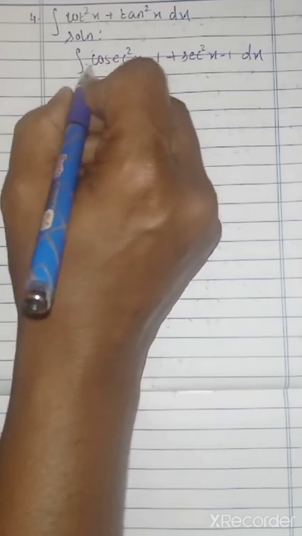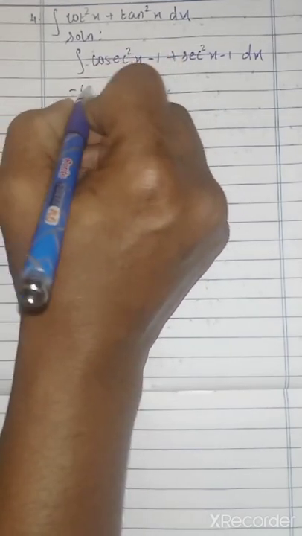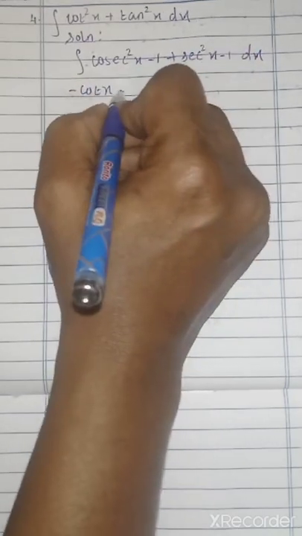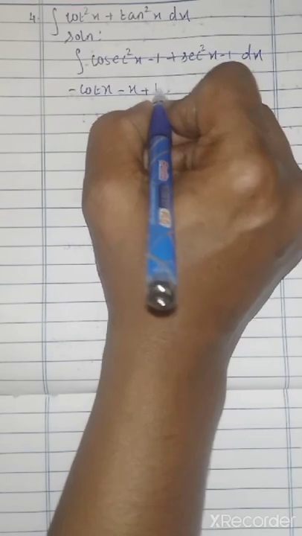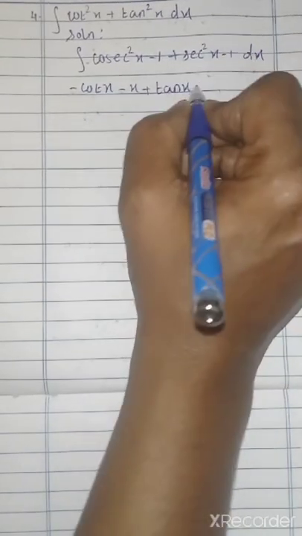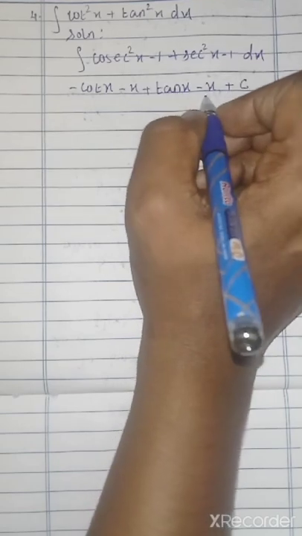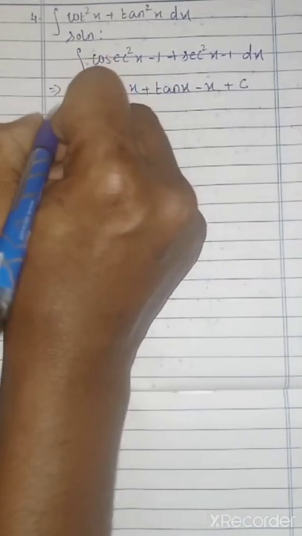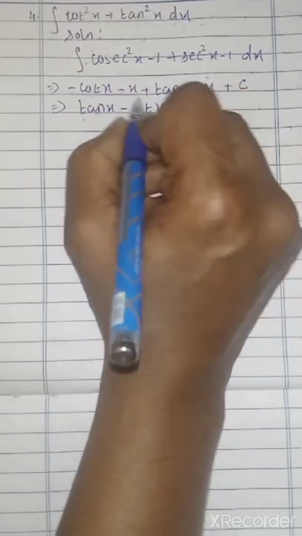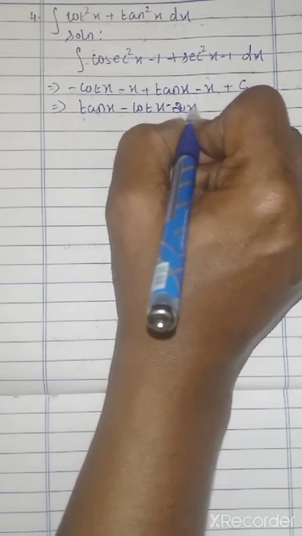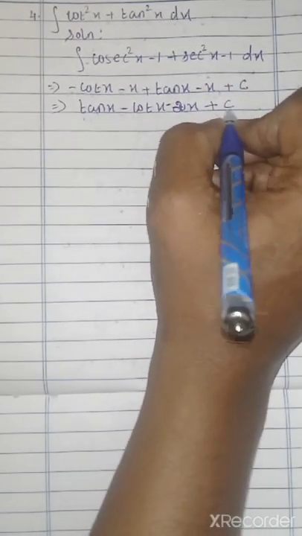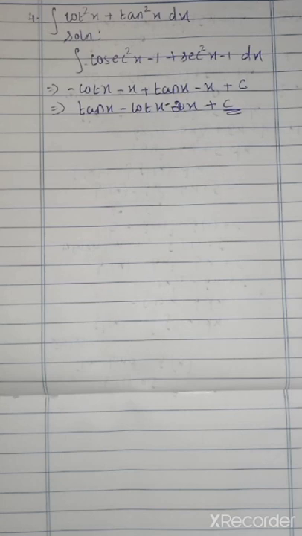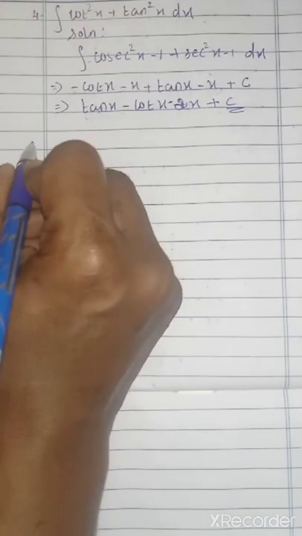Now integration of cosecant square x is minus cot x. Integration of 1 is x. Integration of secant square is tan x. Integration of 1 is x plus c. Okay, so your final answer is tan x minus cot x minus 2x plus c. Minus x minus x is minus 2x plus c, is your final answer. So similarly, your fifth problem, sixth problem and all, you're going to use your trigonometry values. Okay, so one more problem also we can see.